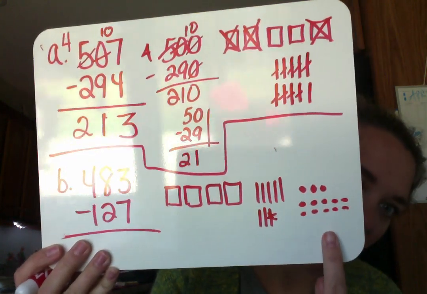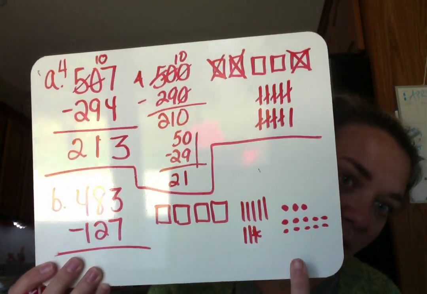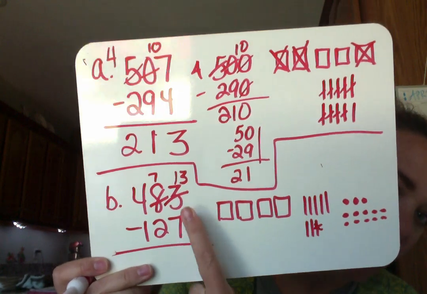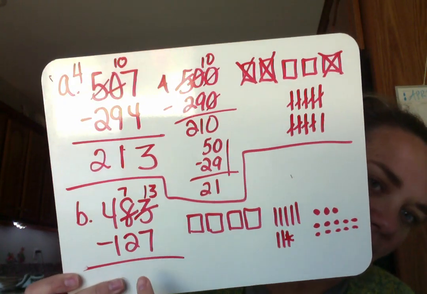So I have to go to the next place value and exchange. So I need to take a 10. So I'm going to mark out a 10 and I'm going to exchange it for 10 ones. So I took away a 10, added 10 ones. So now I have 13 ones and 7 tens.